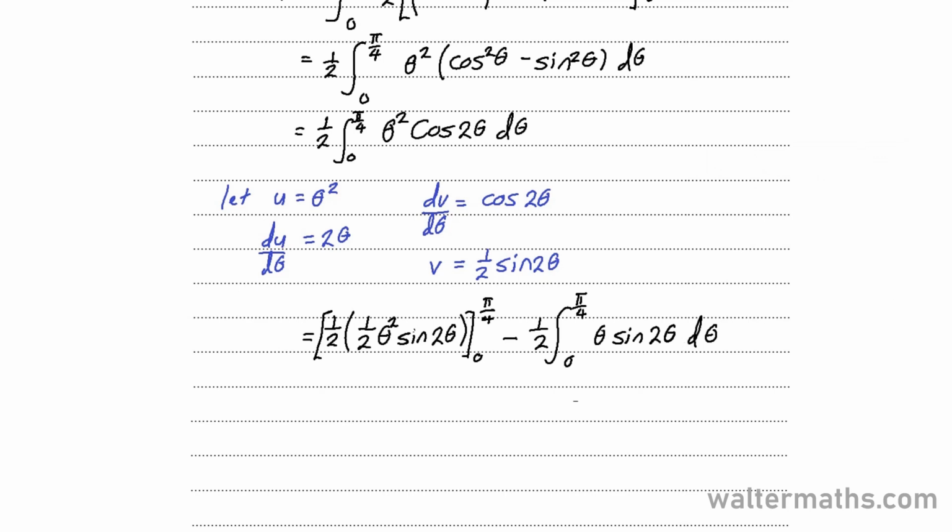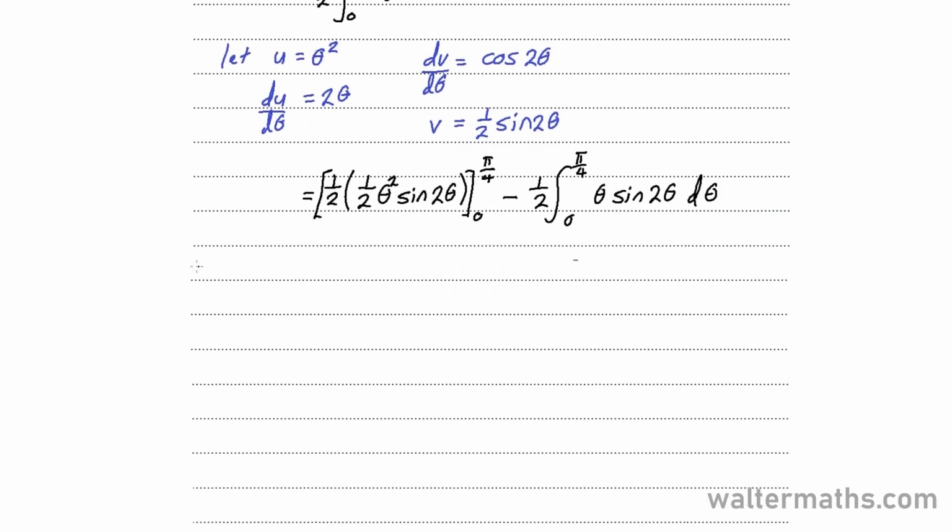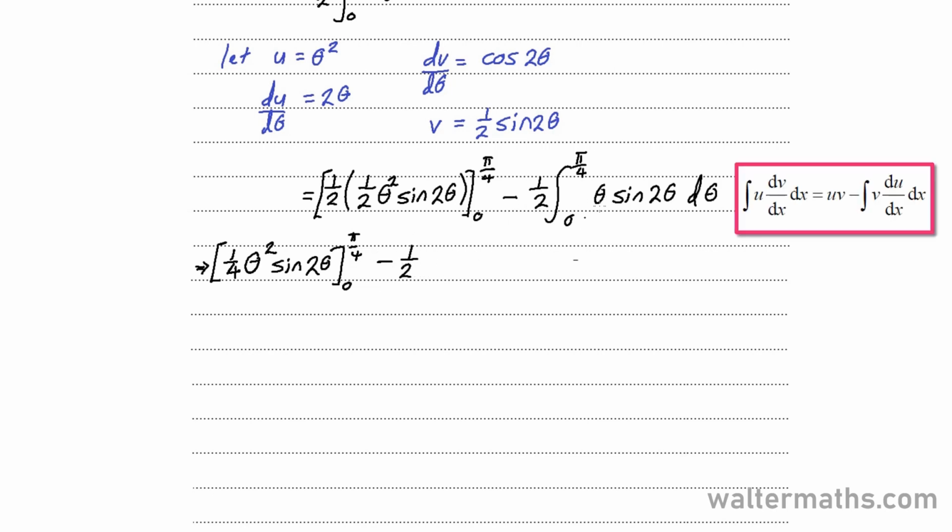So we can continue simplifying. Here I'll take up more space. This part is actually a quarter of theta squared sine 2 theta, and we have our limits here, from 0 to pi over 4. And for theta sine 2 theta, we're going to do integration by parts again. So it's going to be minus a half, and let's do integration by parts for theta sine 2 theta.